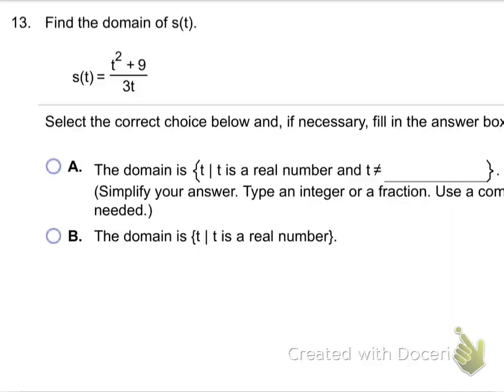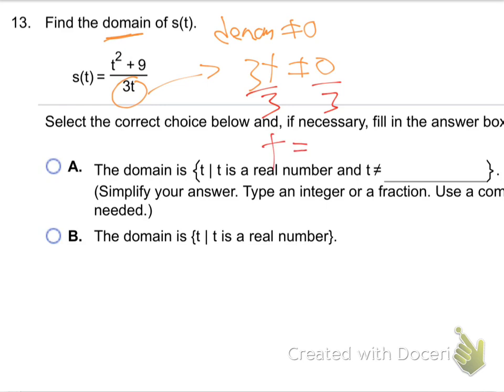All right. Try number 13. Back to domain. So they're back to domain again. So find the domain, which means denominator, doesn't it? Domain always means denominator not equal to 0. So grab that. 3t not equal to 0. How do you solve for t there? Do you subtract 3? Divide, because it's multiplied.